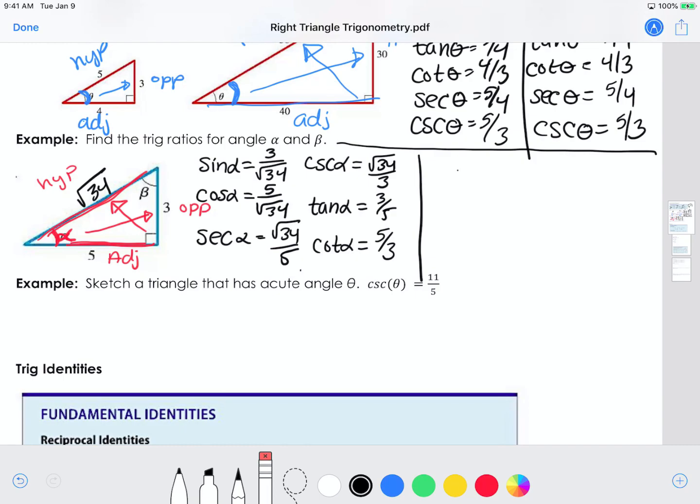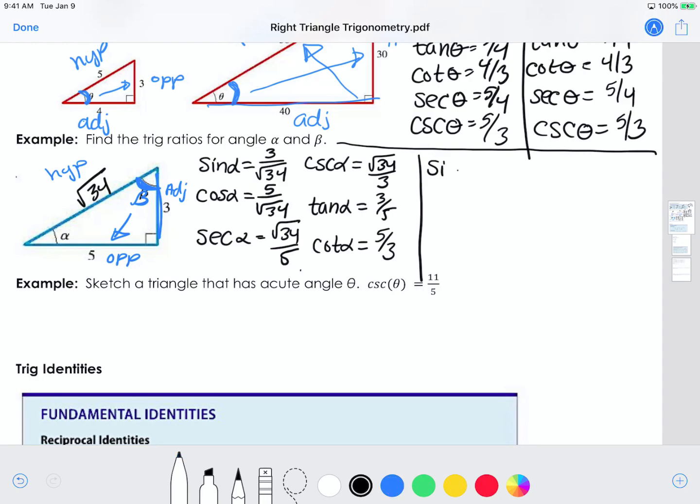Now, when we're going to find it for beta, let me erase all the red here. Let me do beta in blue. Beta is this angle here. So when I look at beta, the opposite side now for beta is 5. And the adjacent side for beta is 3. And of course, the square root of 34 is still the length of the hypotenuse because the hypotenuse never changes. It's always the opposite side of the 90-degree angle.